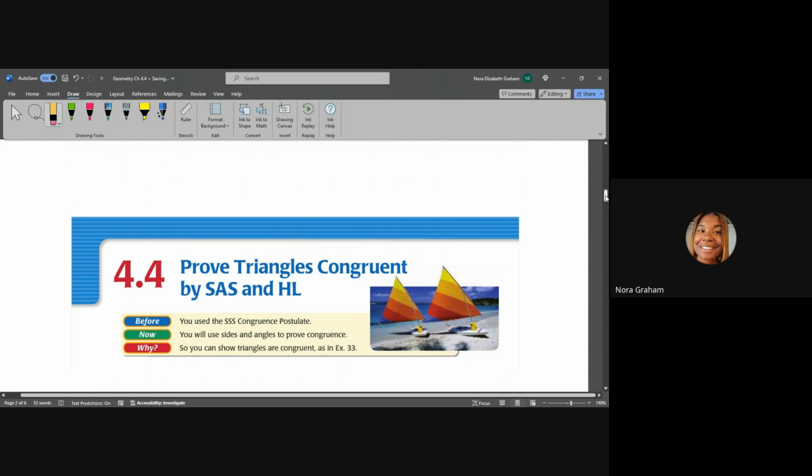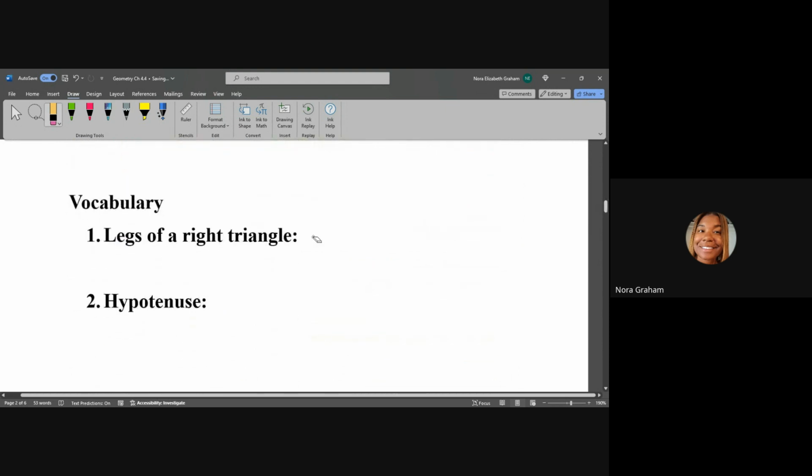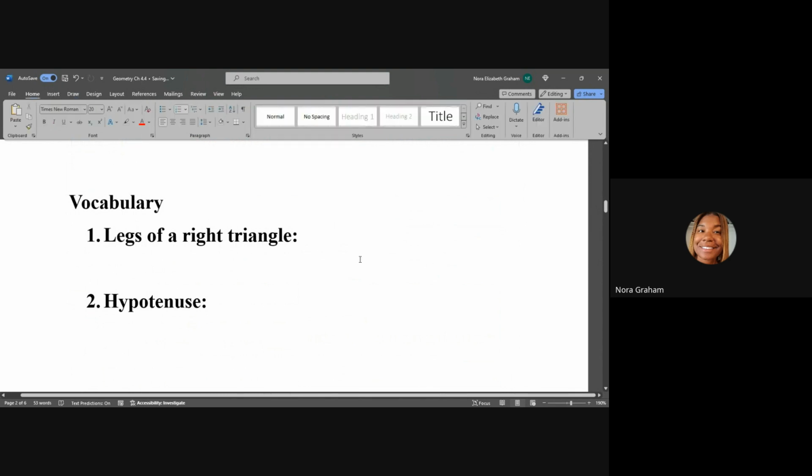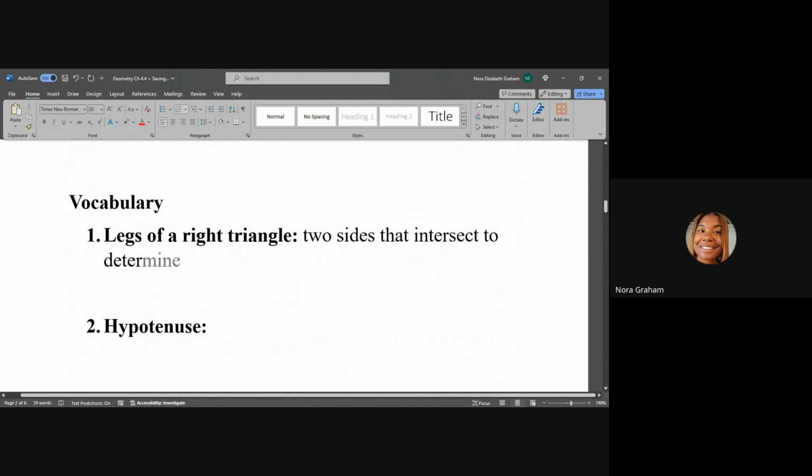So let's continue. First off, let's start off with some vocab, all right? So first, a leg of a right triangle. Our leg of a right triangle is just going to be two sides that intersect to determine the right angle, right? And I'll show you a visual of what that looks like in a second.